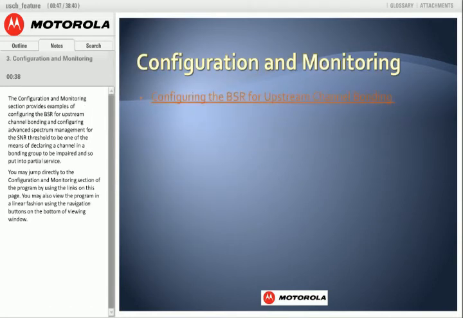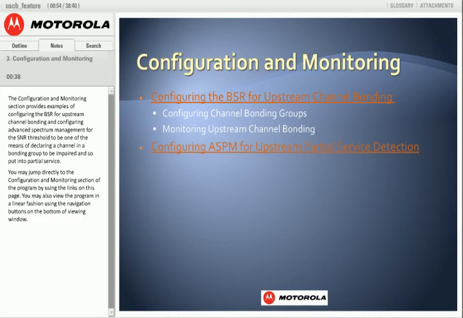Configuration and monitoring. The configuration and monitoring section provides examples of configuring the BSR for upstream channel bonding and configuring advanced spectrum management for the SNR threshold to be one of the means of declaring a channel in a bonding group to be impaired and so put into partial service. You may jump directly to the configuration and monitoring section of the program by using the links on this page. You may also view the program in a linear fashion using the navigation buttons at the bottom of the viewing window.